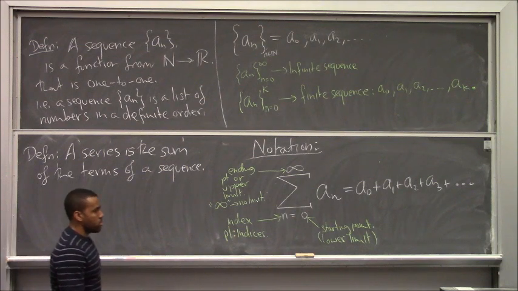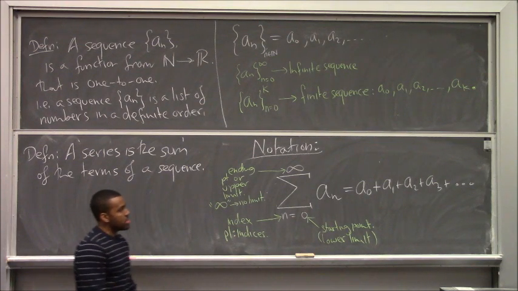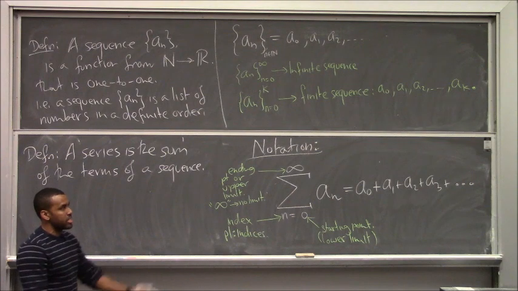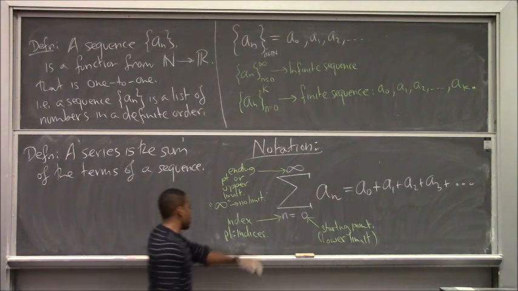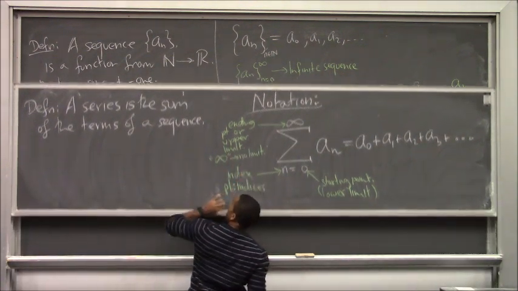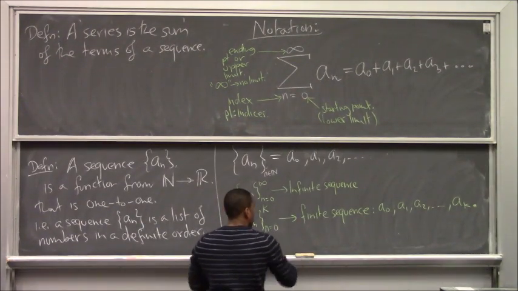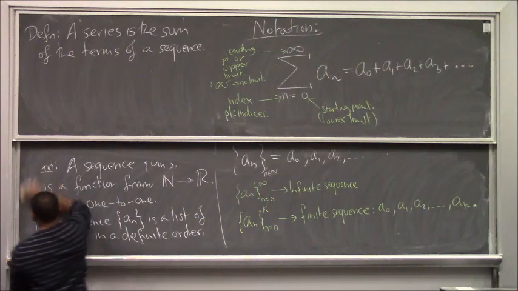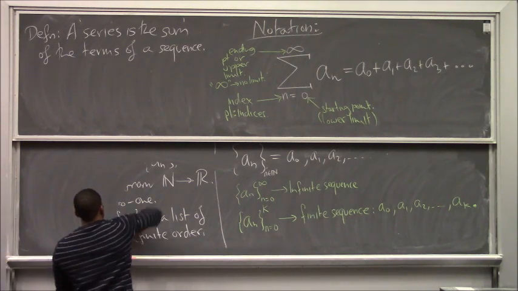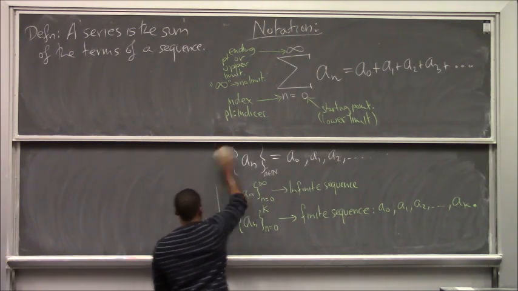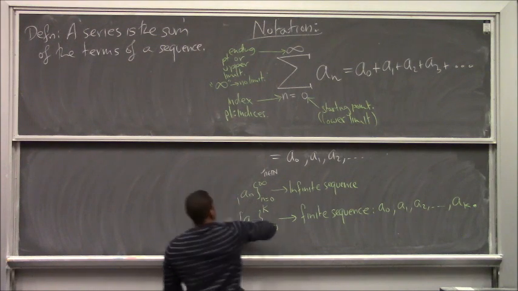And we know from Cal 2 or Cal 3 that every now and then you have a series where this adds up to a finite number. You can add an infinite number of things, and you can get a finite number, which to some people is very strange, but if you think about it abstractly, it actually makes total sense.